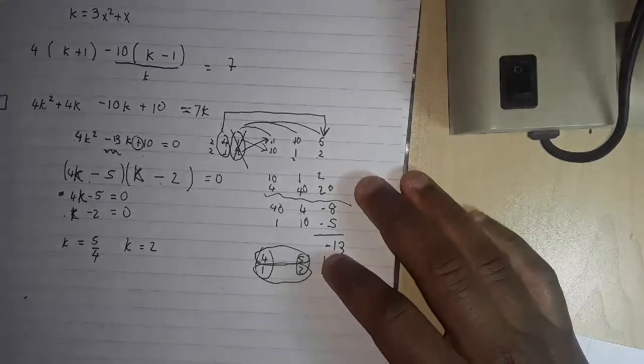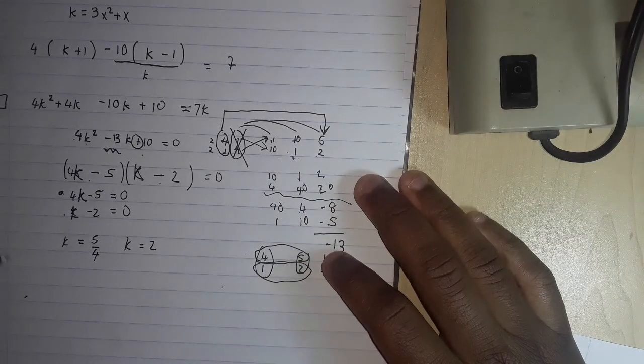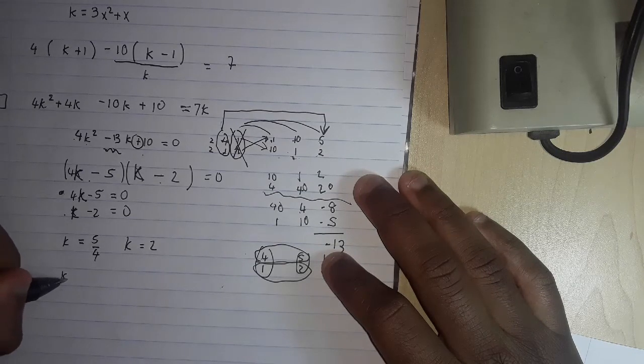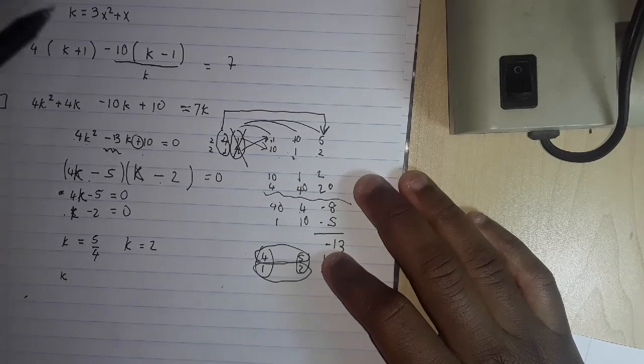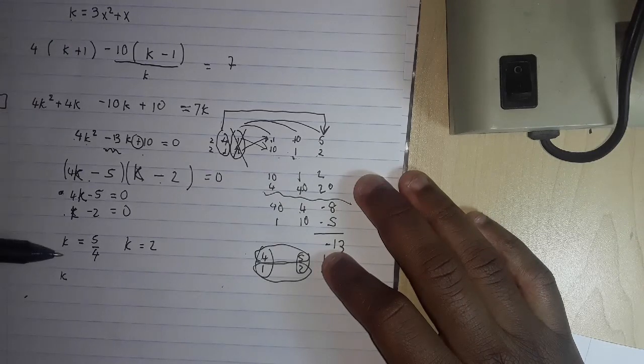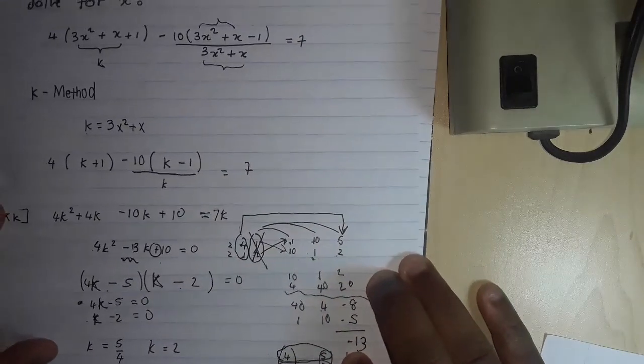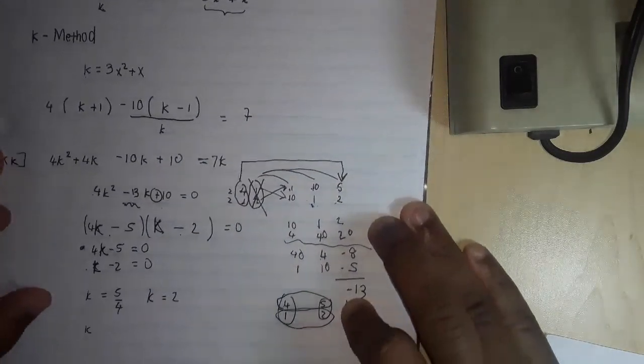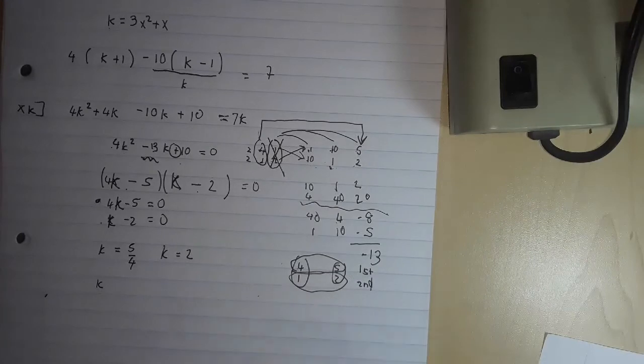But remember what we defined as k. So we said when we started our problem, that k equals 3x squared plus x. And it's not the value of k that we're looking for. The problem specifically asked us to solve for x. And at this moment, we have what the value of k is.